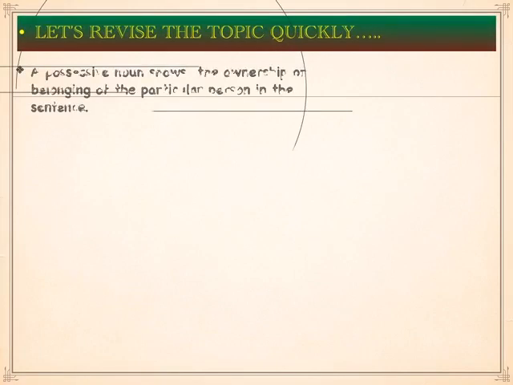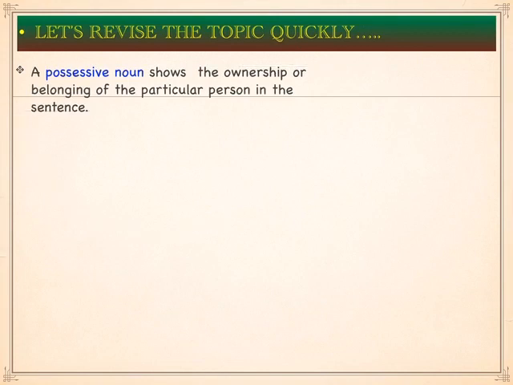The first thing we learned was possessive noun. A possessive noun shows the ownership or belonging of a particular person in the sentence. For example, Rahul's bike. Here the apostrophe s used along with the noun Rahul shows the possession, and it shows that the bike belongs to Rahul.